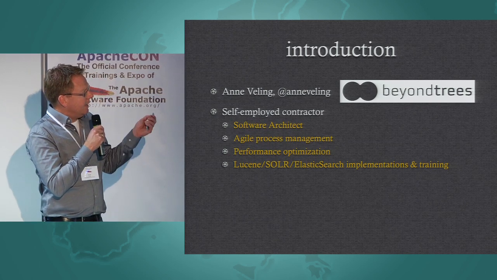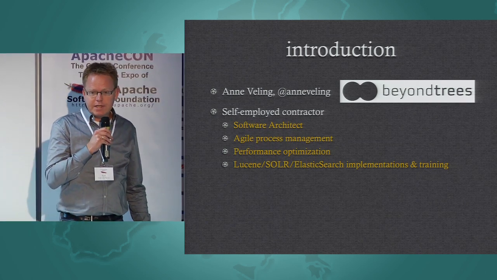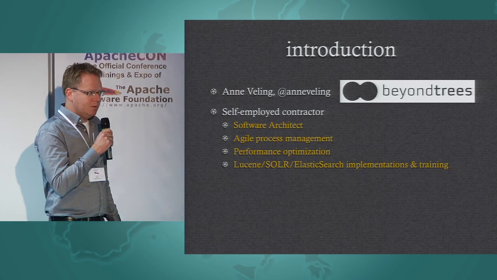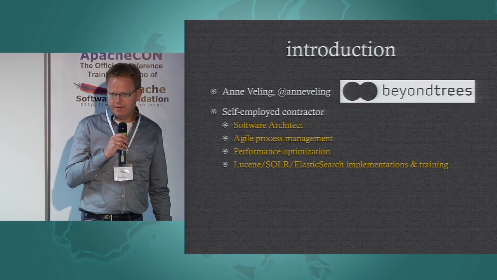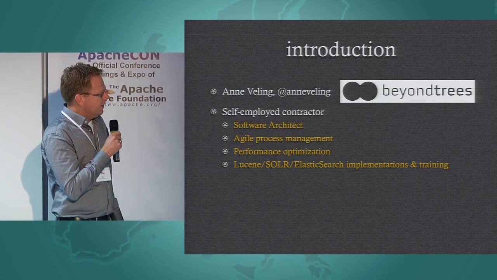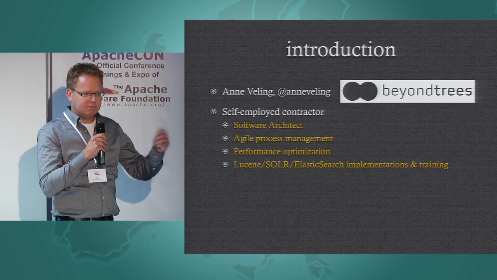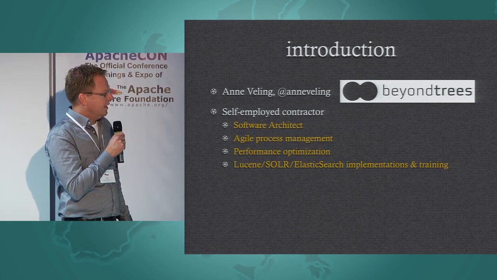So who am I? My name's Anne Veling. I'm from the Netherlands. I'm a self-employed contractor, and people always ask me, what do you do? Well, one of my issues is I like too many things, so it's a bit hard for me to say no. So I'm a software architect. I do a lot of process and project management in agile, continuous deployment style things.